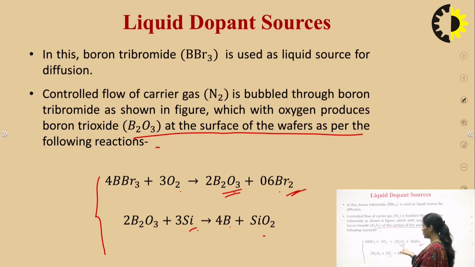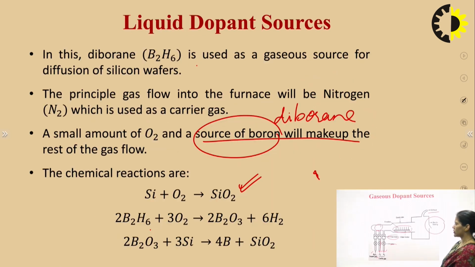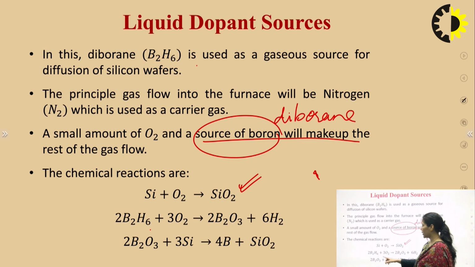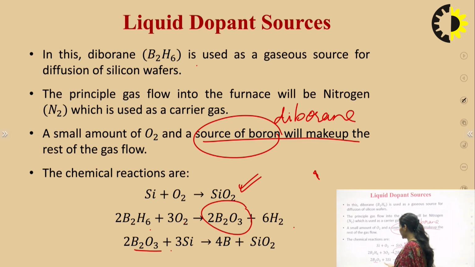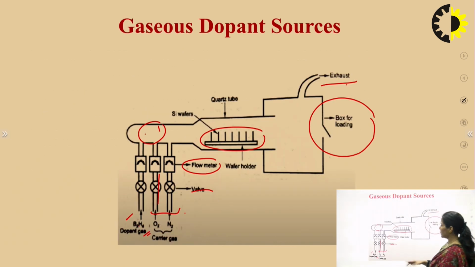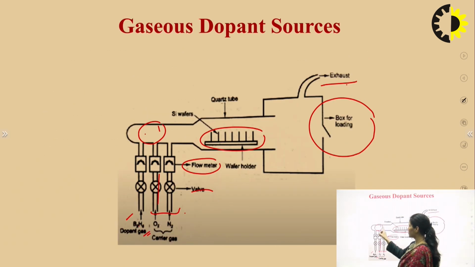The boron trioxide will react with silicon in the subsequent reaction. So here diborane reacts with oxygen to form boron trioxide, and the byproduct is hydrogen gas. Now again this boron trioxide reacts with the silicon vapor. So what is happening here? Diborane reacts with oxygen to form boron trioxide.